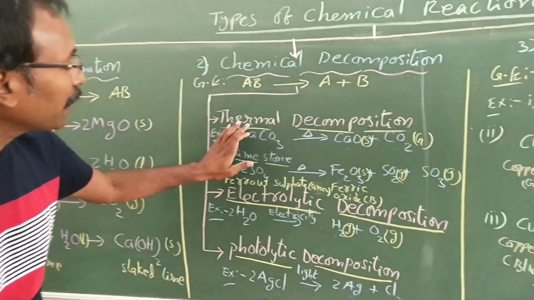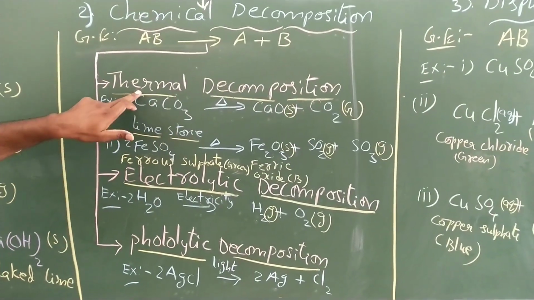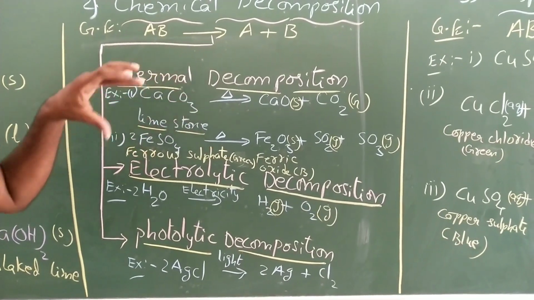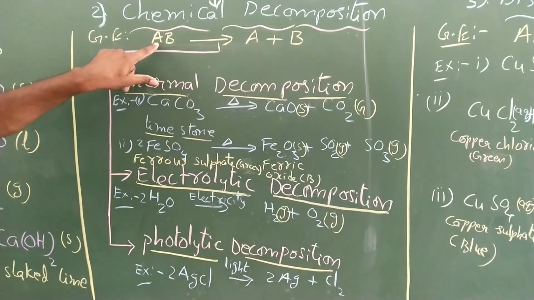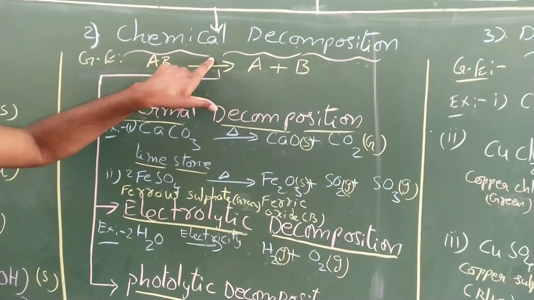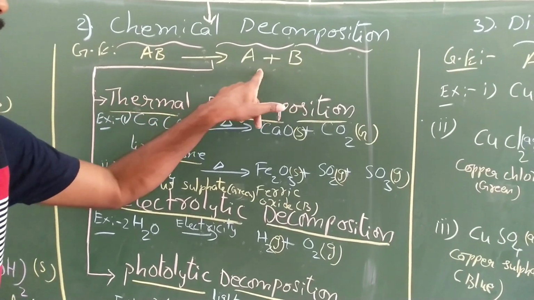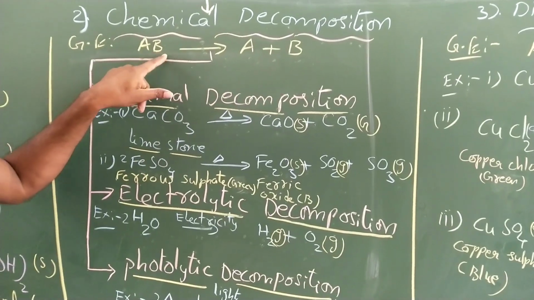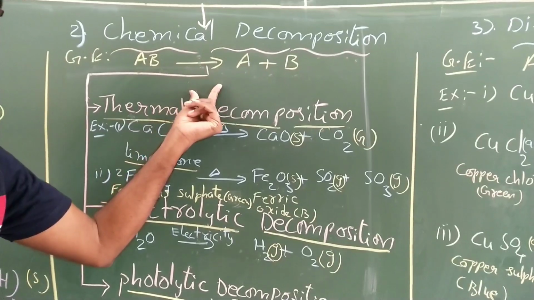Out of them, the first one is thermal decomposition. Thermal is nothing but heat. So the decomposition which happens in the presence of heat is called thermal decomposition. The general equation: a complex compound AB, when it is heated, or electricity is passed, or it is exposed to light, gives you simpler elements or compounds, A plus B. This is the general equation.